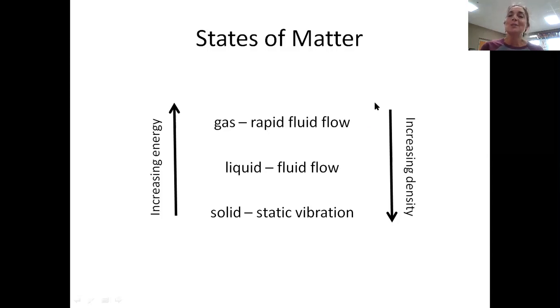Now, I really shouldn't have used water as my example up here because water is actually the one exception to the rule. As it goes from liquid to solid, water actually gets less dense, which is why ice can float on water. The solid form of water can float on its liquid form. Okay.